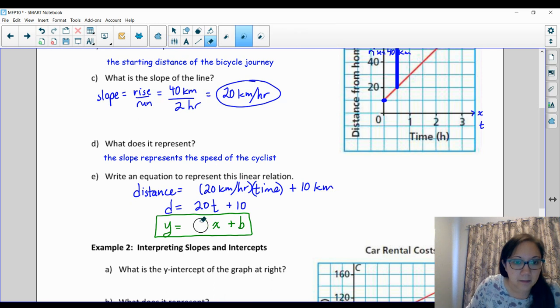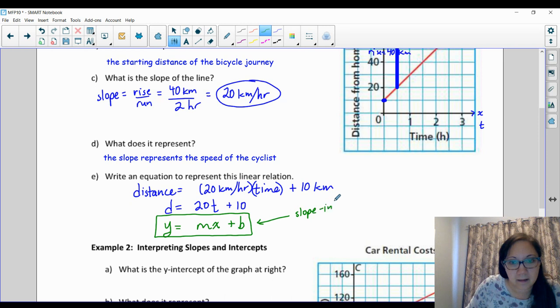Sorry, I'm just going to erase the 20. The 20 represented the slope, and we use the letter M for slope. So in the future, this is actually slope-intercept form when it hasn't been filled in.